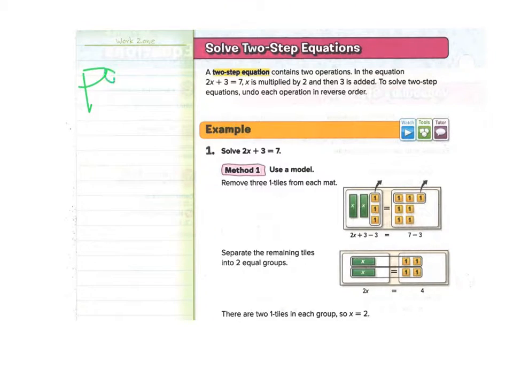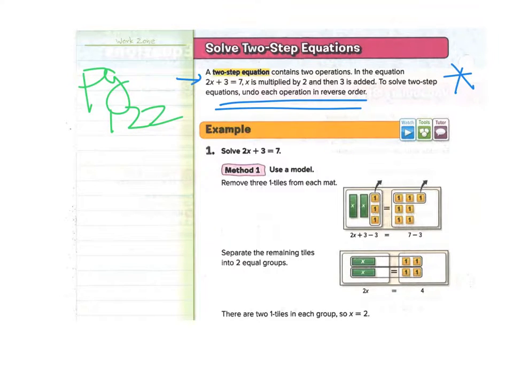Turning to page 122, we see at the top our next vocabulary term, and that would be two-step equations. Two-step equations contain two operations. For instance, this equation here, 2x plus 3 equals 7, contains multiplication and addition. In order to solve two-step equations, we need to undo the operations in the opposite order that we would do them in, and we'll talk about that more in a second.